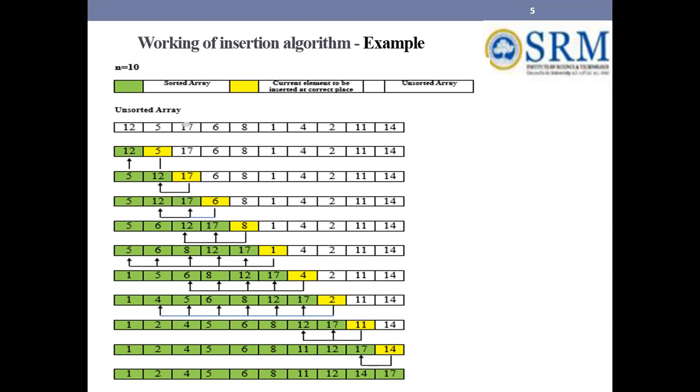6 is greater than 2, move to the next location. Again, 5 is greater than 2, move. 4 is greater than 2, move. And then 2 is compared with 1, 1 is lesser than 2. Now insert 2 at the current place.